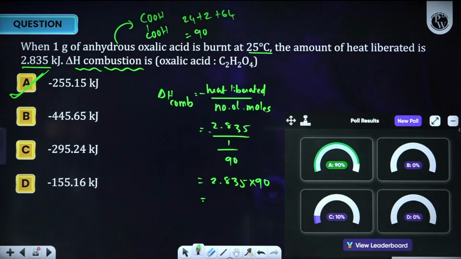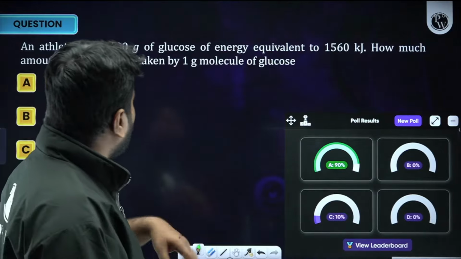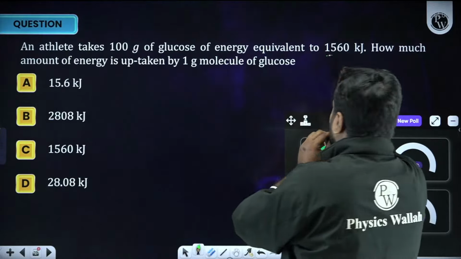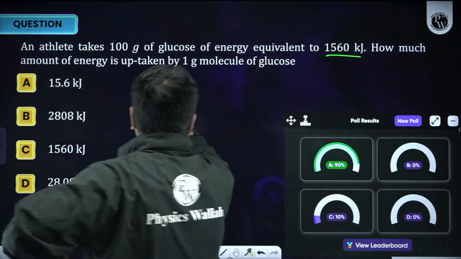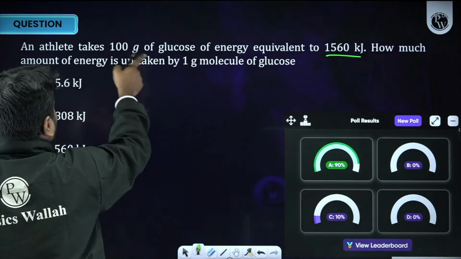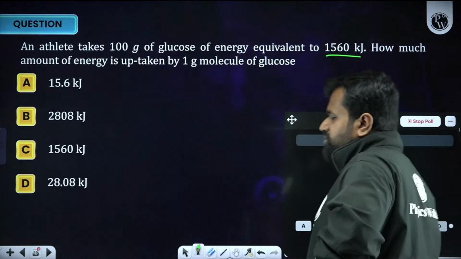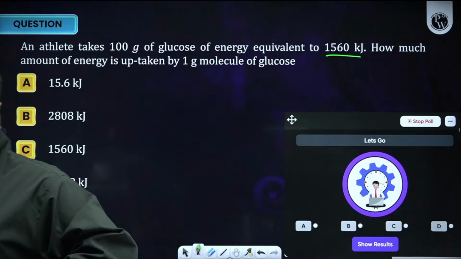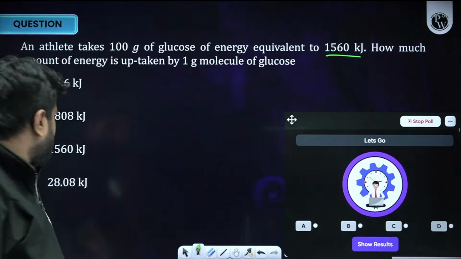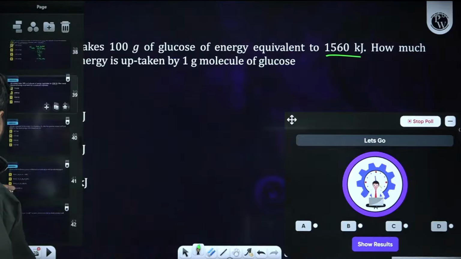Done? Fine. Next. An athlete takes 100 gram of glucose of energy equivalent to 1560 kilojoule. How much amount of energy is uptaken by 1 gram molecule of glucose? Very easy. Basic concepts of chemistry. Mole concept based question. Yes, this question is completely based on mole concept.